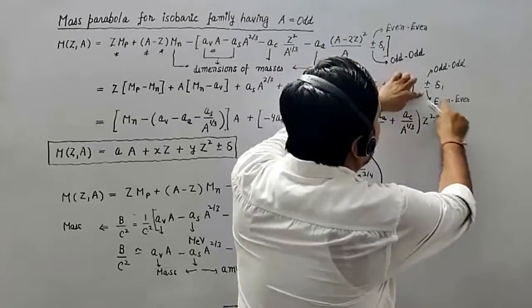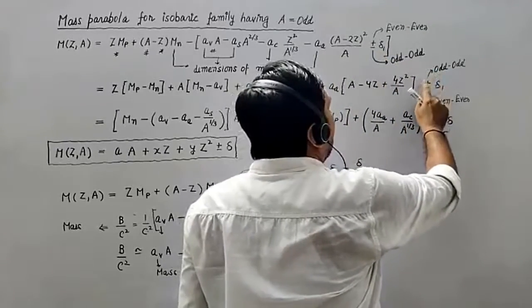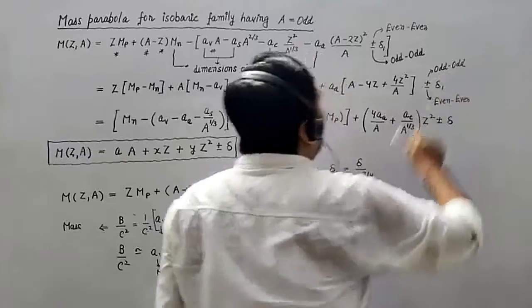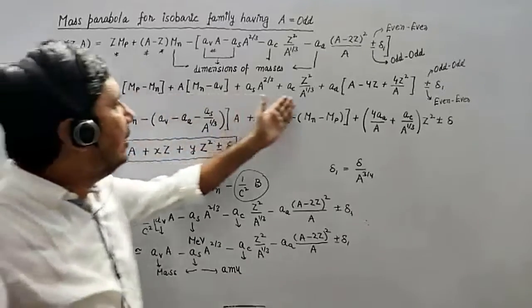So even nuclei is now represented by minus. And this minus will become plus, and now this plus is representing odd nuclei. So the sign is changed here. After this, we have further simplified this equation.